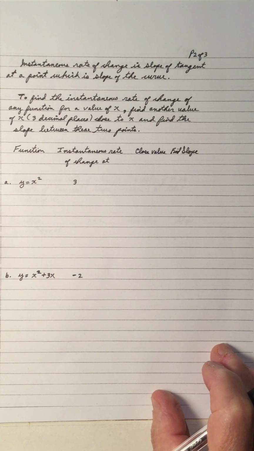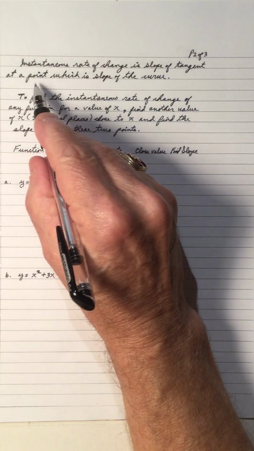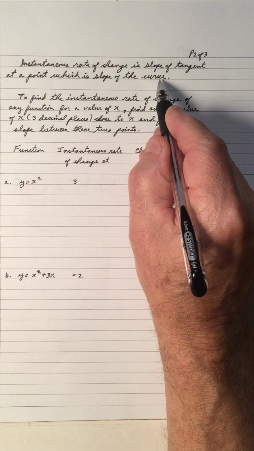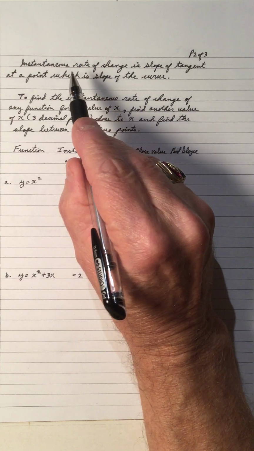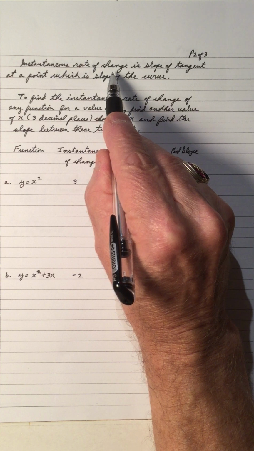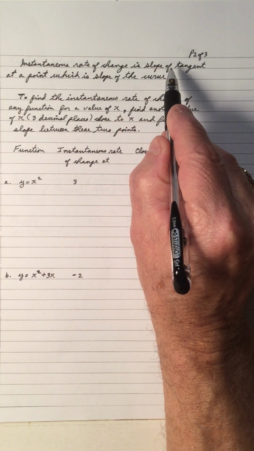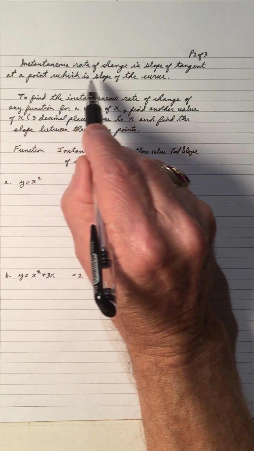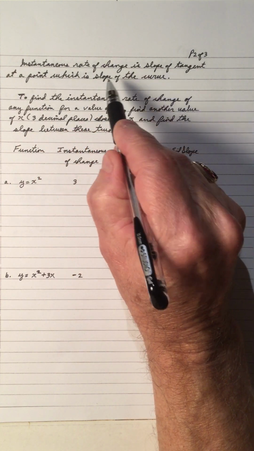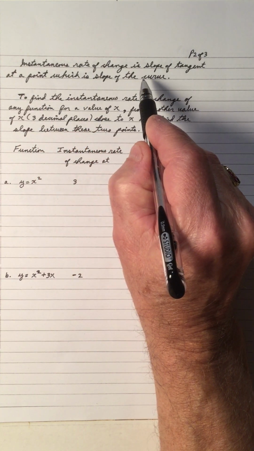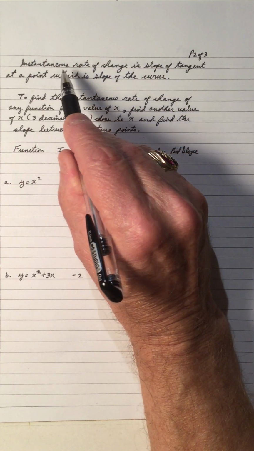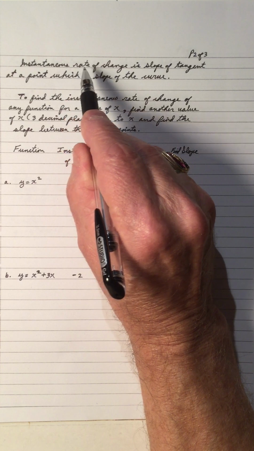Instantaneous rate of change is the slope of the tangent at a point, which is also the slope of the curve at that point. So to find the slope of a curve at any point, you're finding the slope of the tangent, which is the same as finding the instantaneous rate of change.